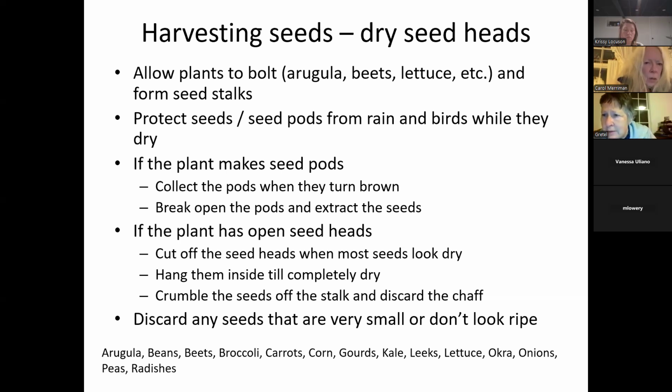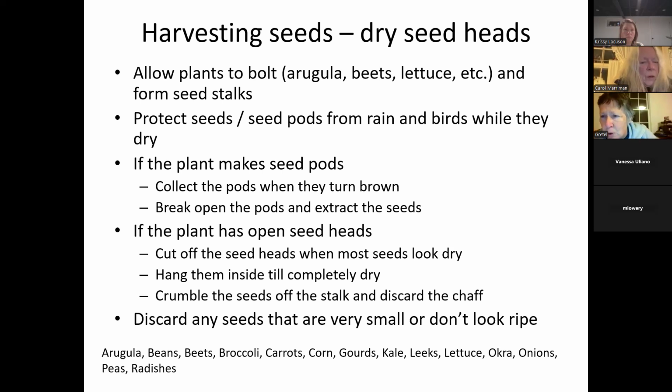Collect the heads when they're dry, when the seeds turn brown, when the pods break apart, any of those things, and extract the seeds. With something like a sunflower that's got a lot of meat in the head, once it starts turning ripe, like it's half ripe, you can cut it off and hang it upside down.